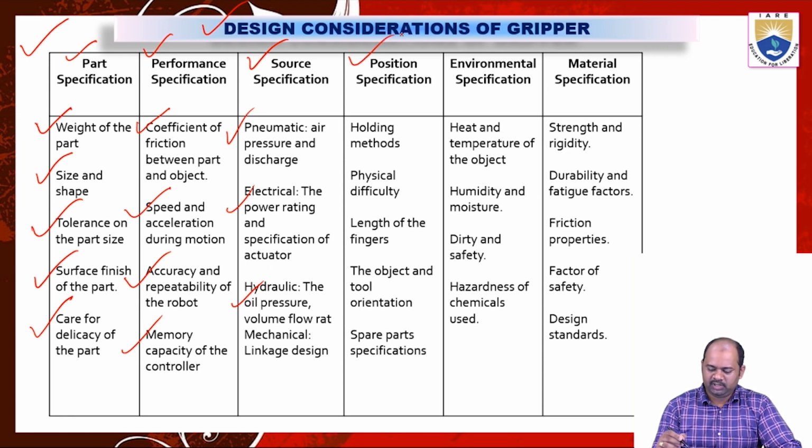And then position specifications are holding methods. How should I hold the body? Should I hold the object horizontally? Should I hold the object vertically? Or should I hold the object inclined? That is also considered. And physical difficulty. If there are any possibilities where the object cannot be held with the gripper, then that is also considered, and accordingly a new gripper design should be made for holding objects with irregular shapes.